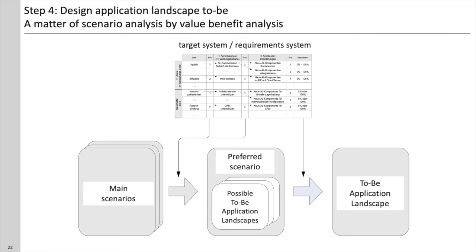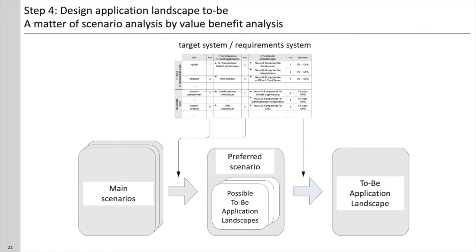That leads us to a preferred scenario, which internally may then, looking at the lower level activities needed, lead to a set of possible to-be application landscapes, and from these, in a second step, a lower level secondary scoring mechanism, we select the to-be application landscape that we actually strive for.